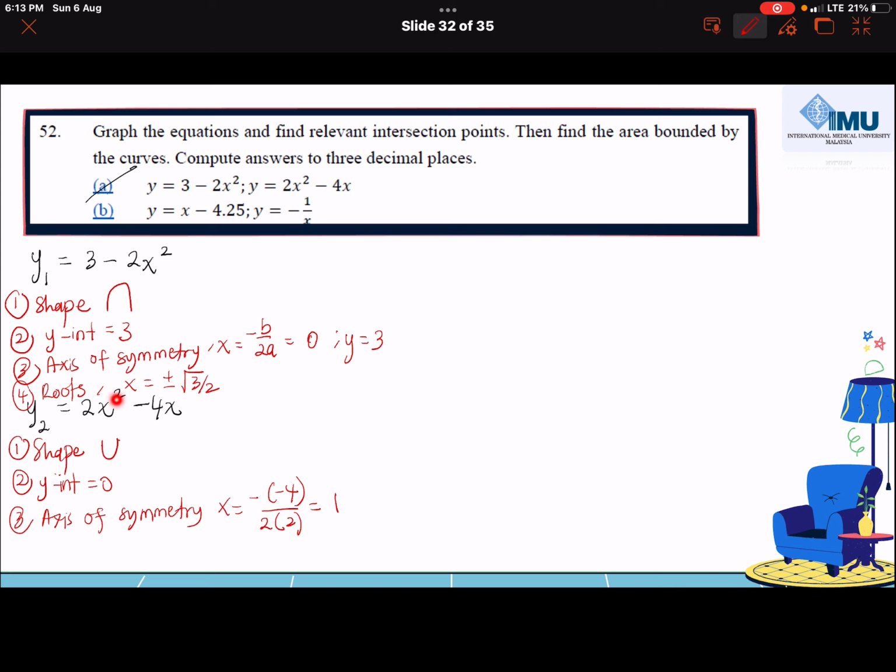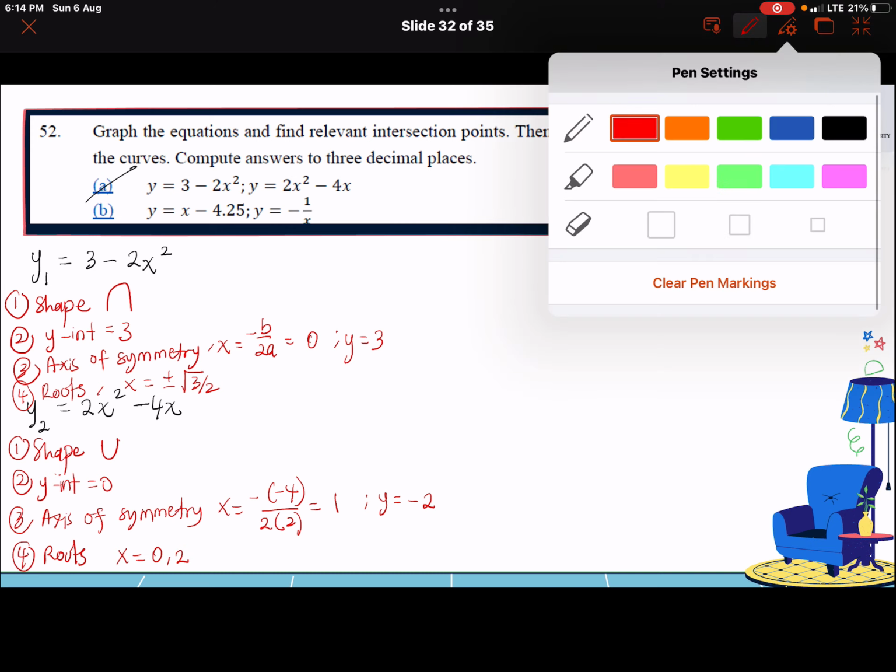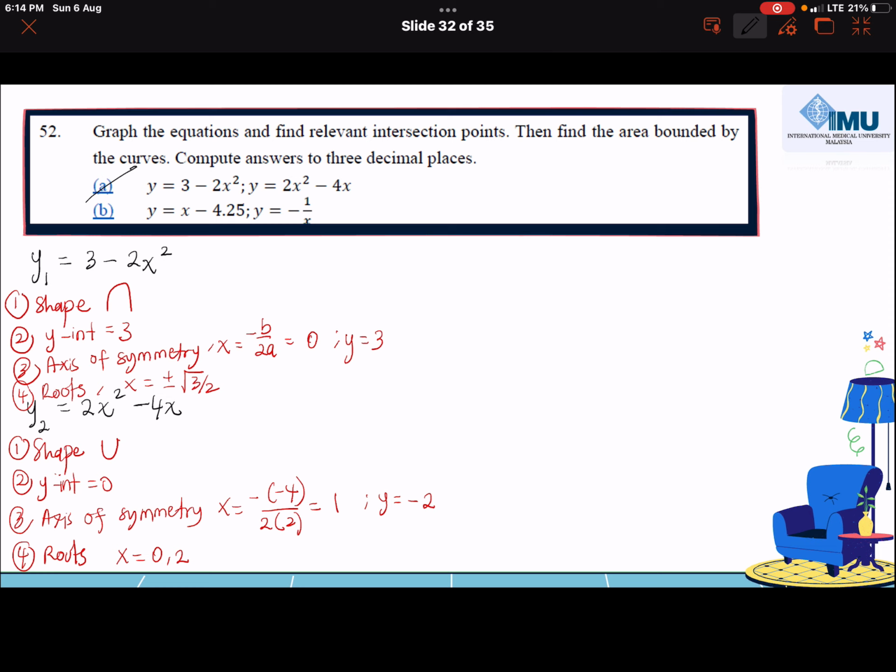Now, when x equals to 1, what will be your y value? 2 times 1 minus 4 times 1. Yes, you get y equals to -2. Last but not least, the roots of your quadratic equation. In the case of here, it will be 0 and 2. Since you have all the given information, you can actually plot the graph accordingly. Let's try to sketch one by one.